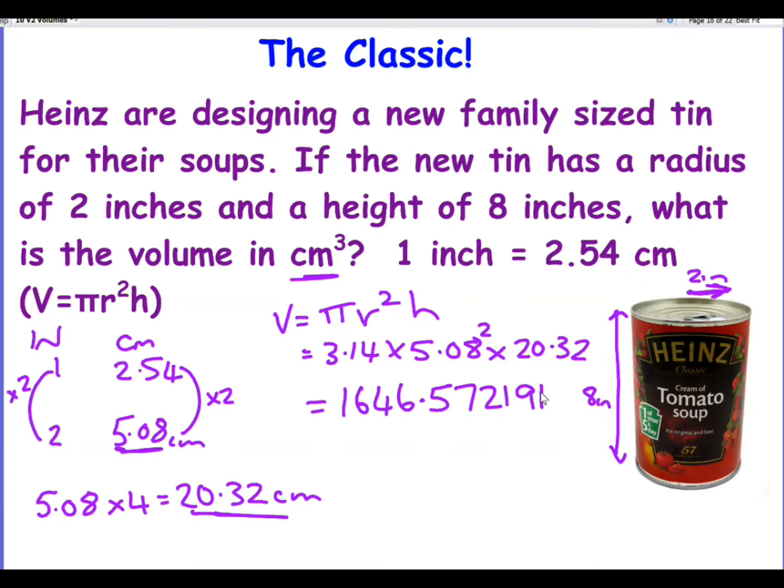Now, normally in a question like this, it will say rounded to 2 decimal places. So let's do that. Let's look at the second decimal place and check the next one along, and we stick. So to 2 decimal places, it's 1646.57, and that's centimeters cubed.